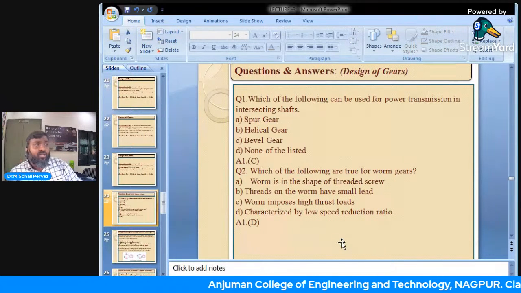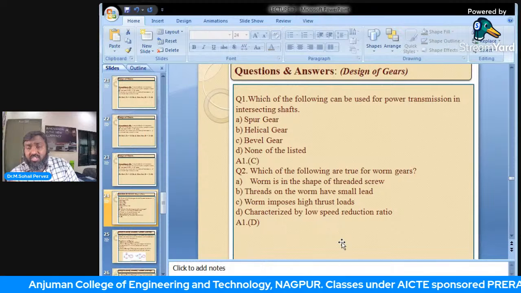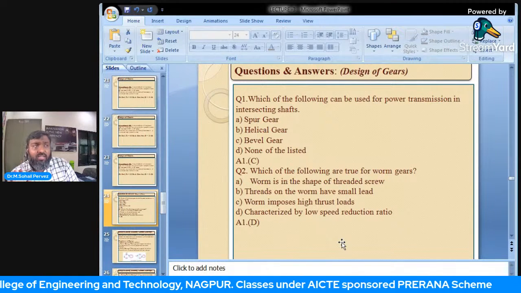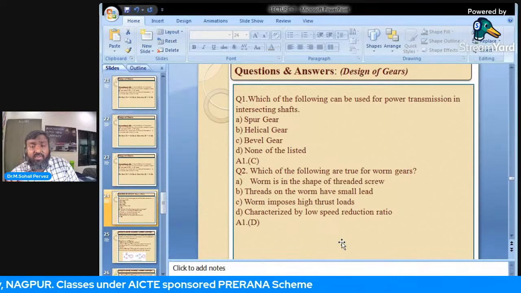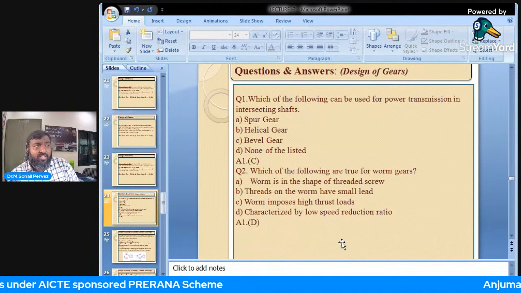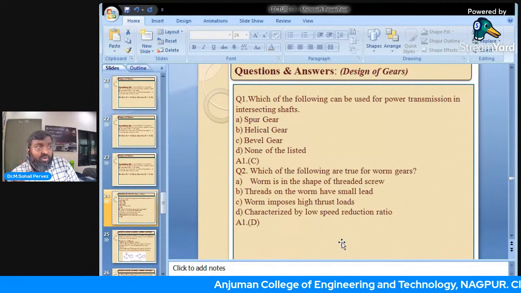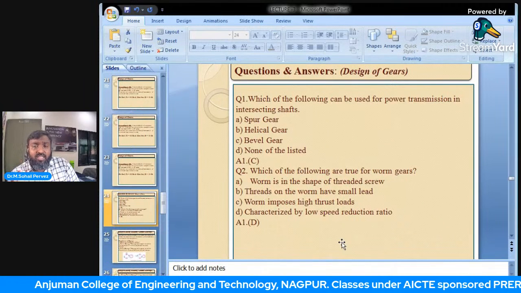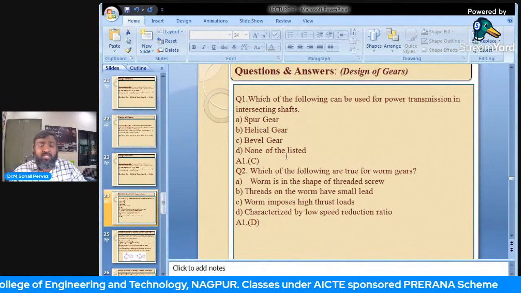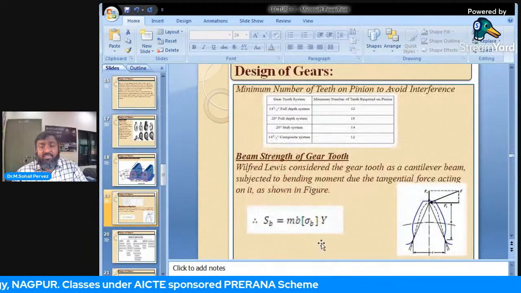So in the design of gears, I have discussed the very basic considerations of how the gear tooth may fail and how the strength equation will help us in designing a better gear. I hope you have got the idea as to how the design of gears will be done based on these conditions.